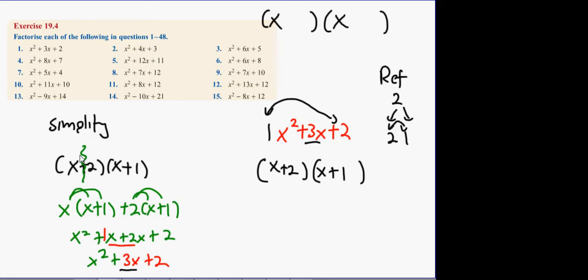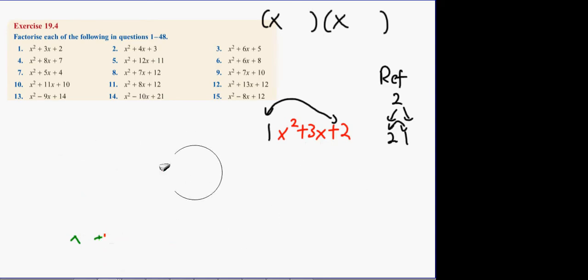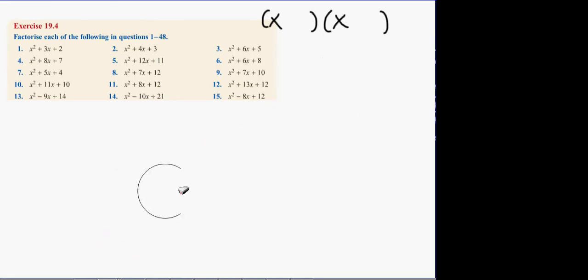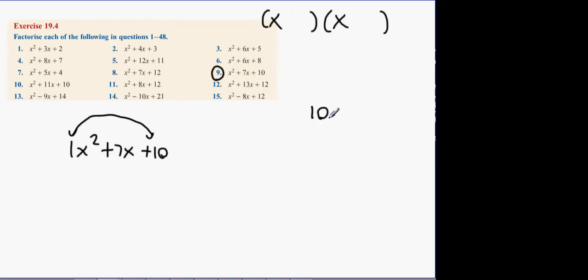Now I'm going to do another one for you, okay? Until we get the hang of this. We're going to do number 9. Okay, and number 9 is like this: x squared plus 7x plus 10. Alright? Now, multiply 1 by 10, and you get 10. Then break it up. I need to break up 10 into 2 numbers that add together to give me 7. Yes?